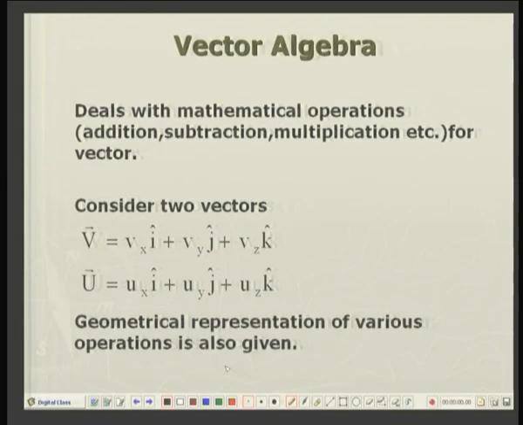Now, we start with another important aspect of vector analysis, namely vector algebra. Vector algebra deals with some mathematical operations like addition, subtraction, multiplication, etc. for vectors. For this purpose, we will consider two vectors. One is vector V, its components are Vx, Vy and Vz. So, accordingly it is written as Vx i unit vector, Vy times j unit vector, Vz times k unit vector. The second vector is u vector, and it is written as ux i unit vector, uy j unit vector, uz k unit vector. Now, we will be discussing these mathematical operations both analytically and from the geometrical representation point of view.